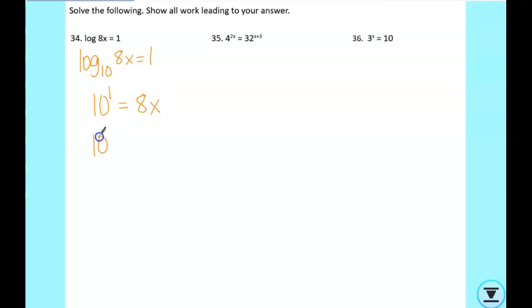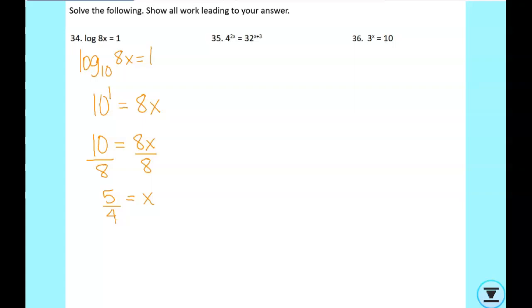10 to the power of 1 is just 10. So 10 is equal to 8x. Divide by 8. X is equal to, we're going to reduce this fraction. This would be 5/4 or 1.25.